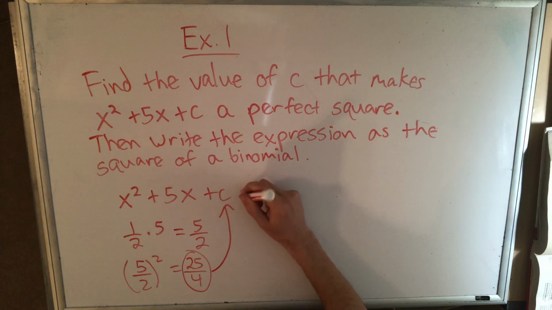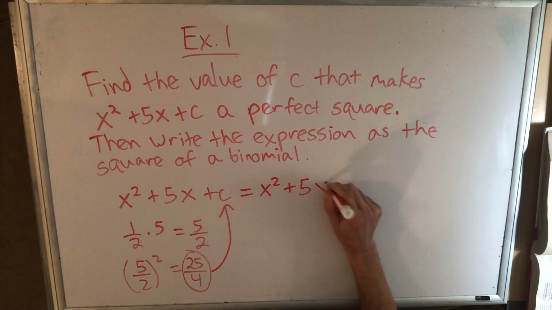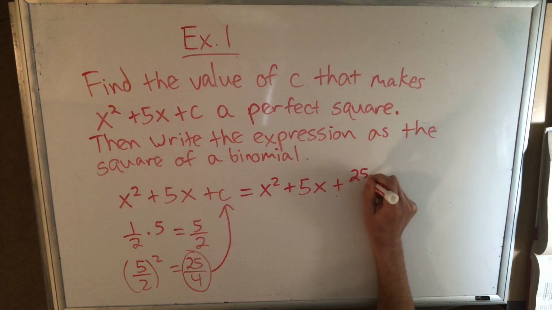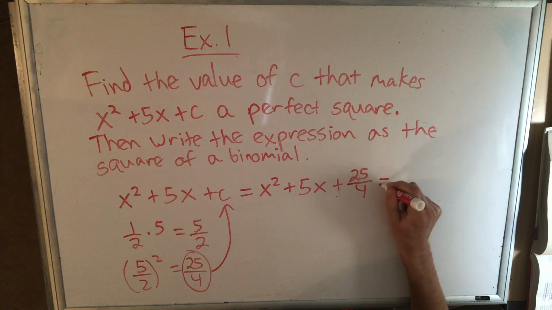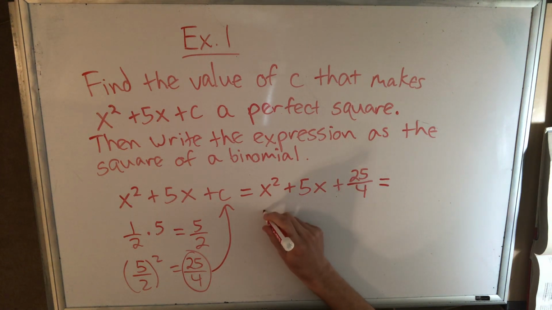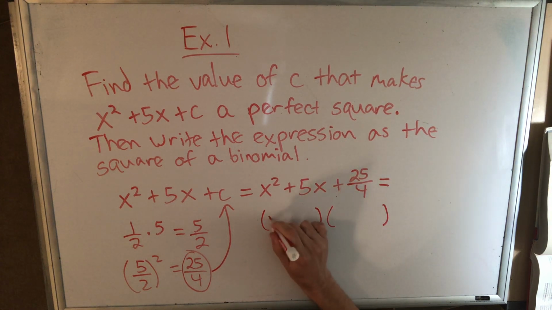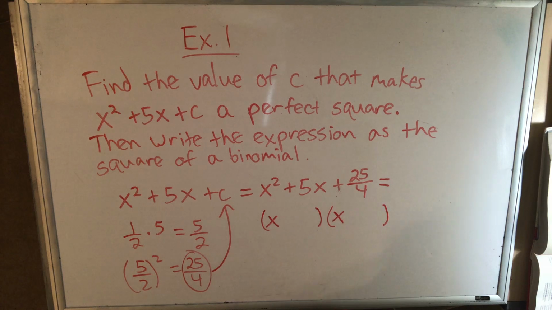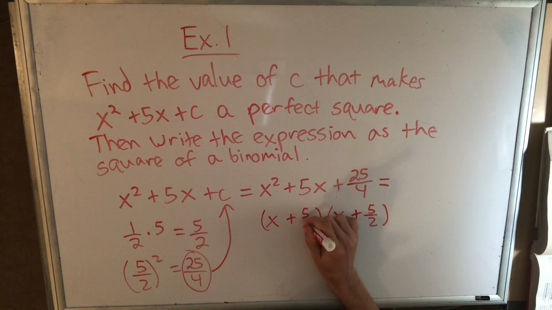And now let's substitute that in for c to get x squared plus 5x plus 25 over 4. And now let's factor it so that we can write the expression as the square of a binomial. So let's make two sets of parentheses. Put the variable at the beginning of each of the parentheses. And then it's going to be 5 over 2 at the end of each of the parentheses.